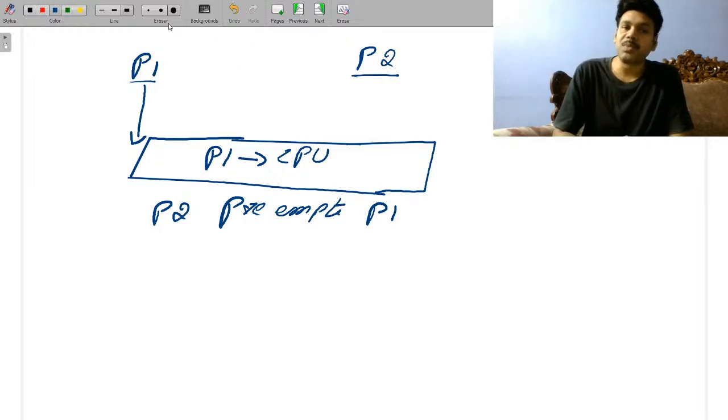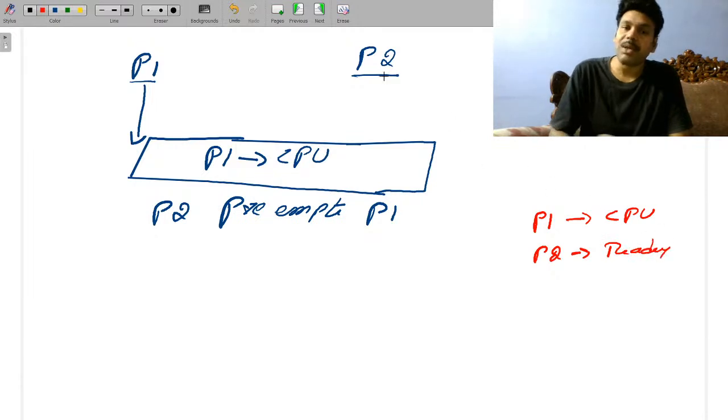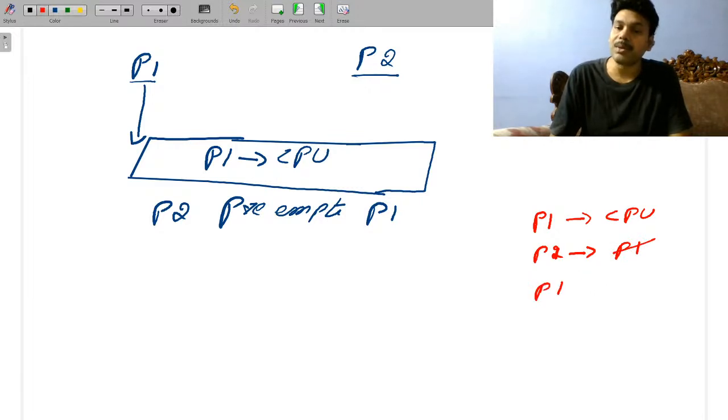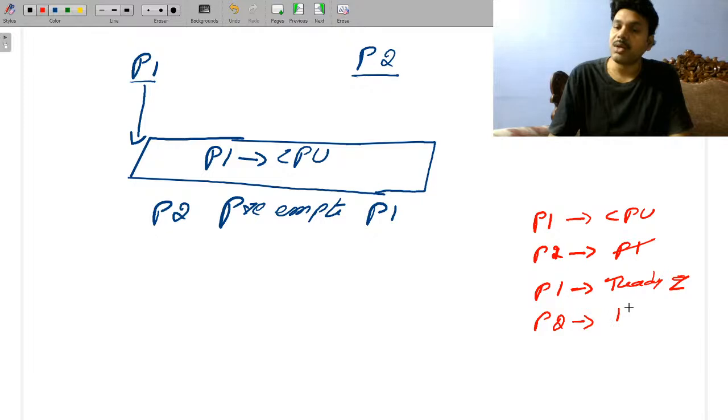So when P2 preempts P1, how is the context changed? Observe carefully. Initially, P1 is being run by the CPU. As it is suspended, P1 is going to come back to the ready state because P2 preempts P1. Therefore, P2 is supposed to occupy the CPU and P1 is supposed to come back to the ready queue. So P1's state is changed from run state to ready queue, and P2's state is changed from ready to run. Now P2 is moved to the CPU in order to run.